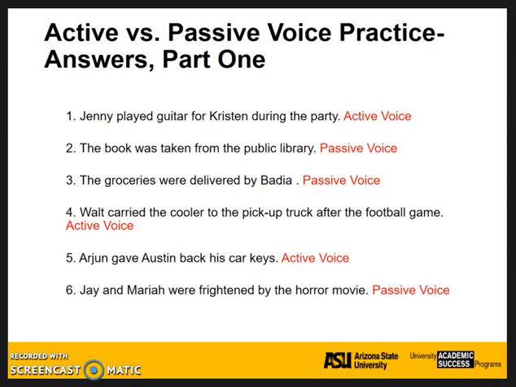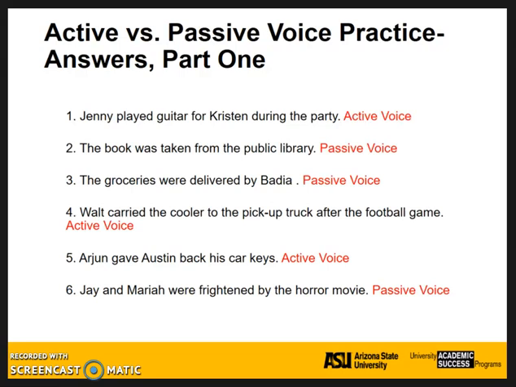Here are the answers to the previous slide. Sentence 1 is in active voice because the subject of the sentence, Jenny, is performing the action played. Sentence 2 is in passive voice because the subject of the sentence, book, is acted upon by the action of the verb was taken. Sentence 3 is in passive voice because the subject of the sentence, groceries, is acted upon by the action of the verb were delivered.